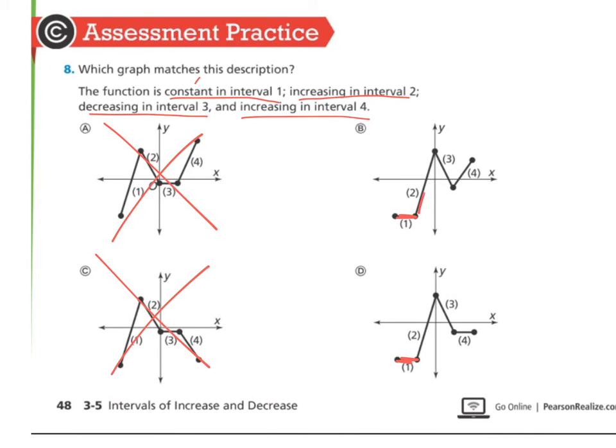Increasing in interval 2, both of those have that. Decreasing in interval 3, both have that. And increasing in interval 4. So B is the winner here. That's the only one that matches. And again, we did have to go all the way to the last description there in order to figure out that the answer would be choice B. So this gives you an idea of how to work with intervals of increase and decrease, and also intervals of constant.